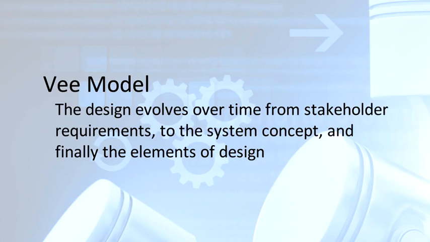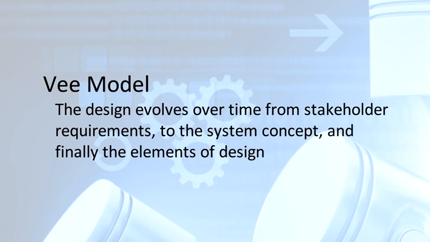The V model, often equated with systems engineering due to its broad application in the field, is a sequential method introduced in 1991 by Forsberg and Mooz. V foregrounds the need to frequently validate designs with stakeholders, define verification plans during requirements development, and continuously perform risk assessment. In V, the design evolves over time from stakeholder requirements to the system concept, and finally, the elements of design.